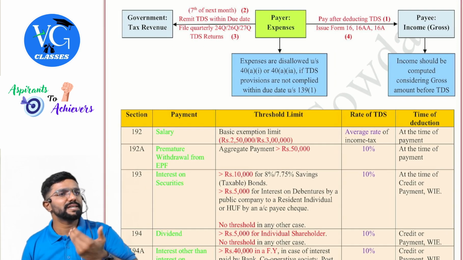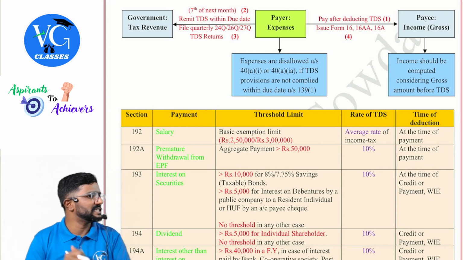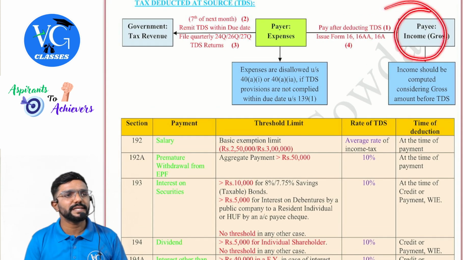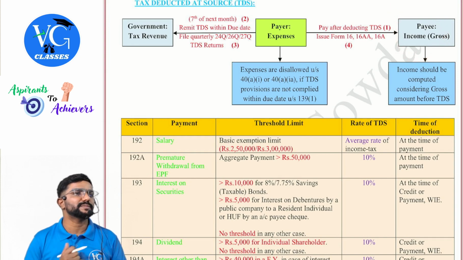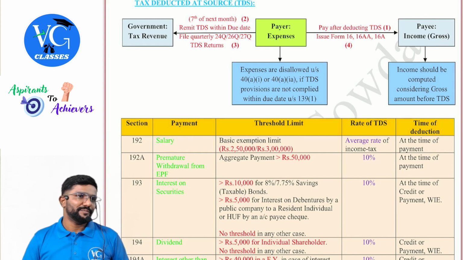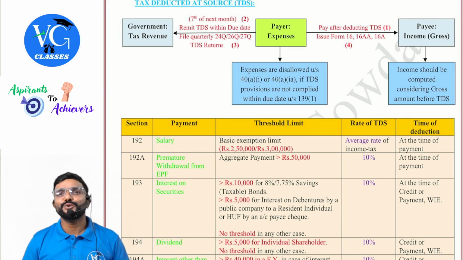That is from his final tax liability. Can he reduce TDS? Yes, guys. And whenever the payee is calculating his income, he should always consider gross income, that is before TDS. Before TDS, guys. Yes, sir. Sir, the payer should do all this.